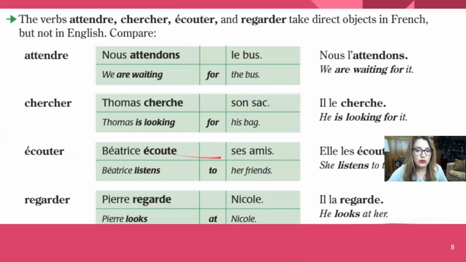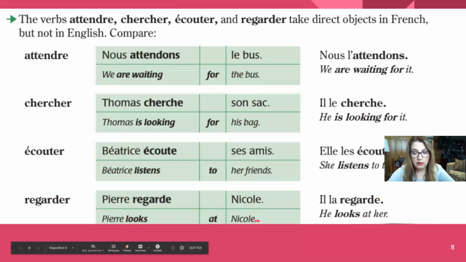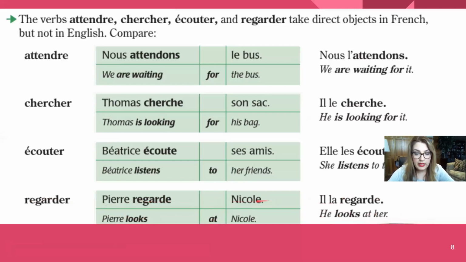Écoutez, Béatrice écoute ses amis. She listens to her friends. Since in French, we do not have a preposition after écouter, this means ses amis is a direct object of écoute. And when we replace ses amis with les, she listens to them. Les is a direct object of this verb, écoute. Same thing, regarder. Pierre regarde Nicole. Pierre looks at Nicole. He looks at her. So since there's nothing in between the verb and Nicole, when we replace Nicole with la, il la regarde. La is a direct object of regarde.